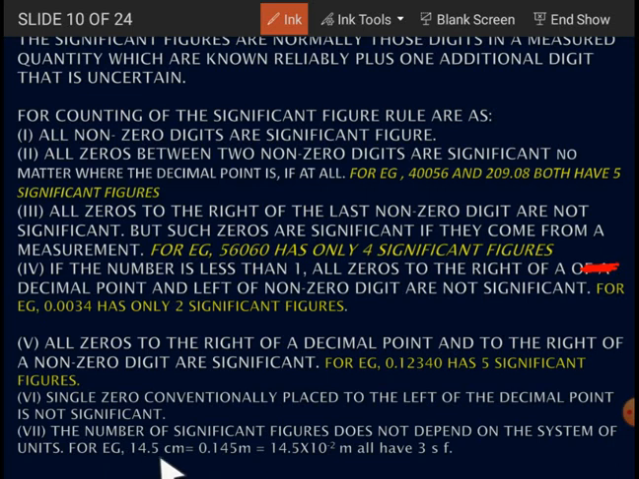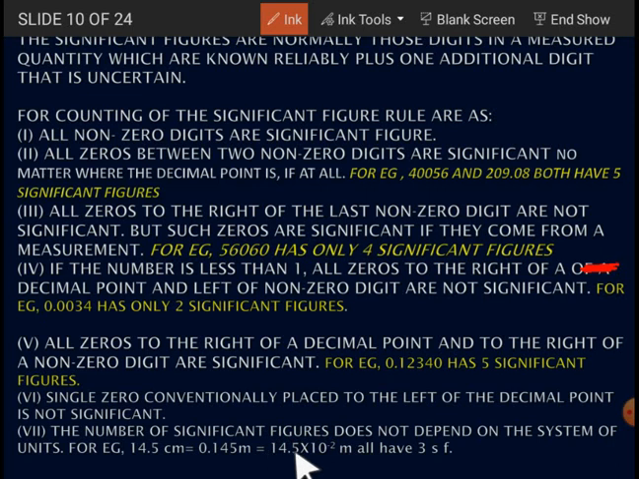14.5 has 3 significant figures. Same thing, 0.145 meter also has 3 significant figures. Or if you want to express it in standard form, then it will be 14.5 into 10 to the power minus 2 meter. So this also has 3 significant figures. This 10 to the power something we will not take into account in terms of significant figures. We need to take only the base, 14.5.